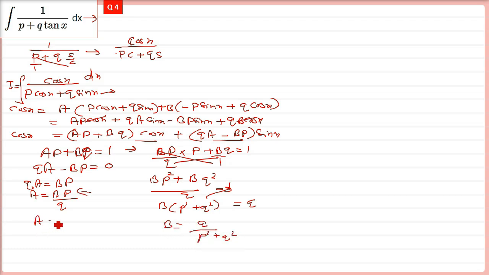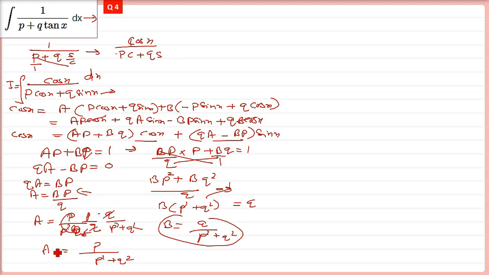Now just put it here, whatever you got. It's bp by q. b can be written as q by p square plus q square. So it will be p by q, q by p square plus q square. q gets cancelled, you will get p by p square plus q square, that is a. So these are two terms we got, a and b. So in this equation number 1, I am going to replace these two terms.